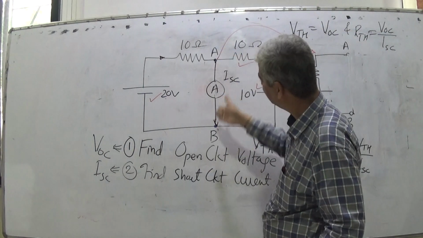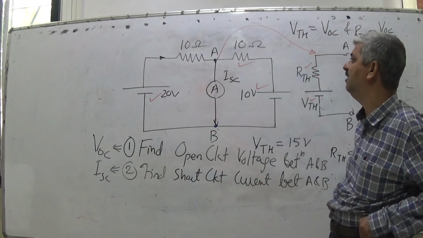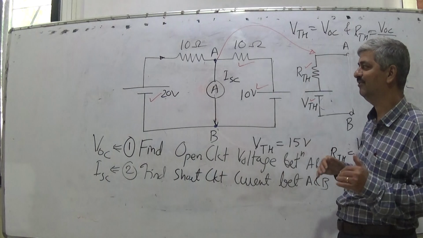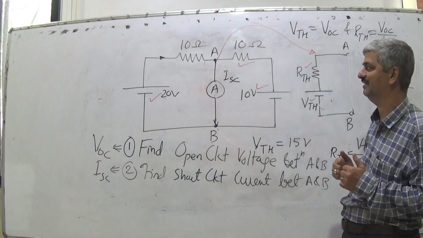Now, here, how will you find out this short circuit current? How to find the short circuit current?